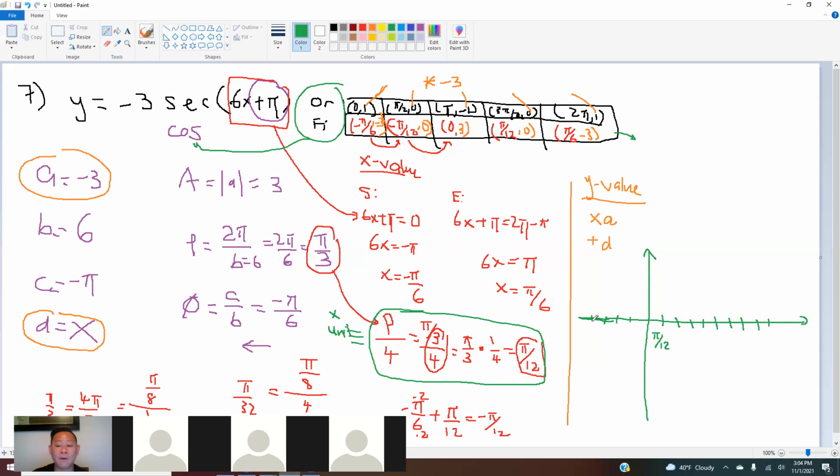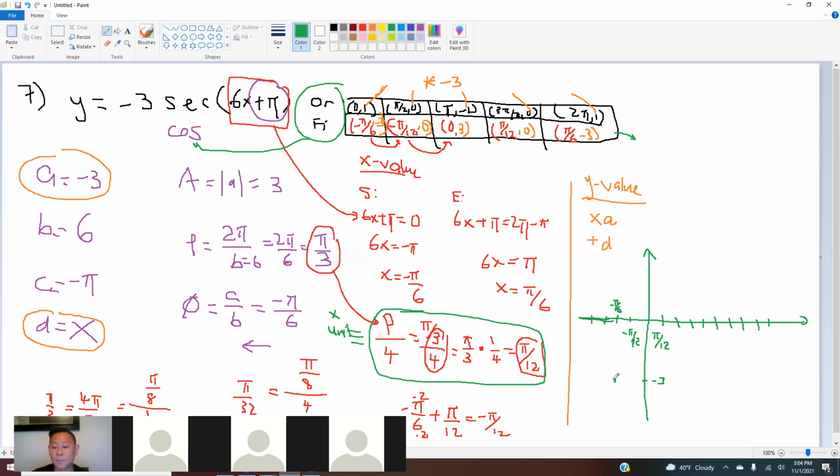Okay, this is how you figure out what unit to use. It is this period over 4, and this is negative pi over 12. This is negative 2 pi over 12, which is the same thing as negative pi over 6. So this is negative pi over 6. We have to go down to negative 3. So negative 3 is here.